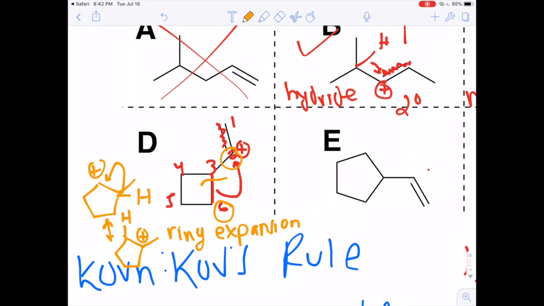So now we have a tertiary carbocation on a 5-membered ring, okay? So that definitely beats just a plain secondary carbocation that's a substituent on a 4-membered ring, because now we have a 5-membered ring with a tertiary carbocation. So, this is definitely a very good problem to do.